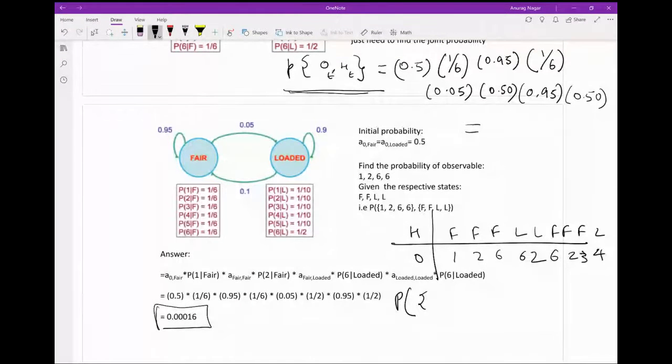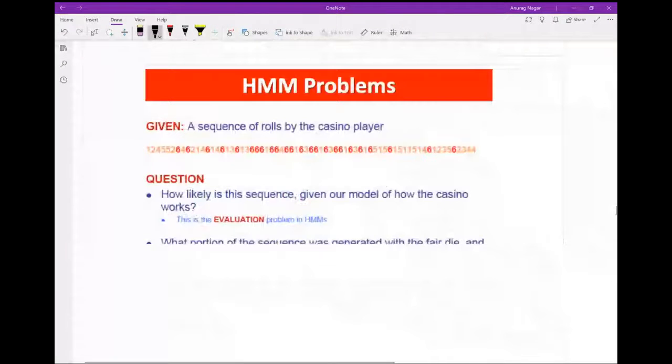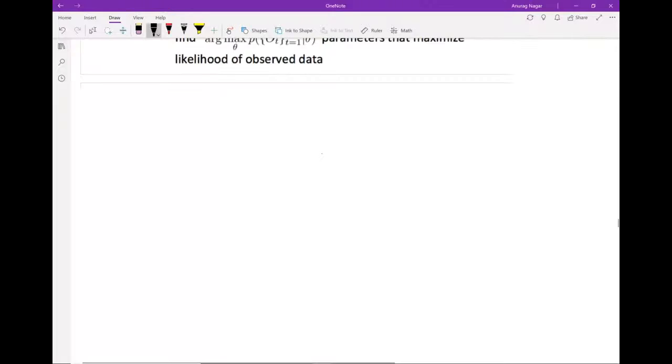So this is joint H, F, F, L, L, F, F, F, L. This is one case, and the second case is 1, 2, 6, 2, 6, 2, 3, 4. And you can figure that out and give me the answer. Basic question, you can be asked this type of a question. So now this question is very easy.